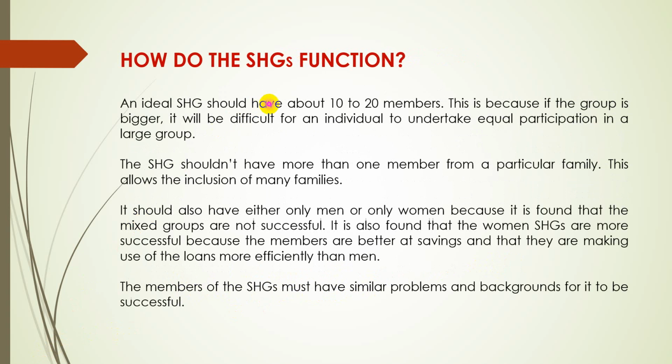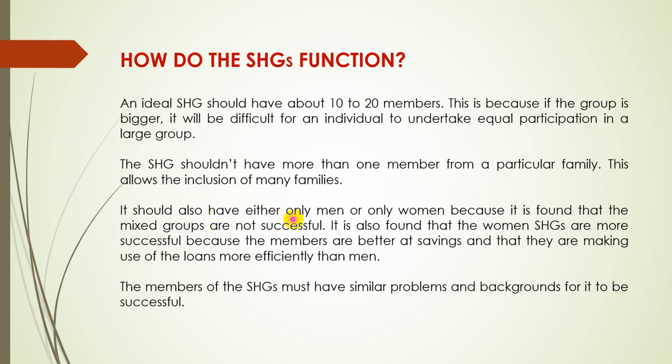How do the SHGs function? An ideal self-help group should have about 10 to 20 members. This is because if the group is bigger, it will be difficult for an individual to undertake equal participation in a large group. Next, the self-help group should not have more than one member from a particular family. This will allow the inclusion of many families. So, one member per family.